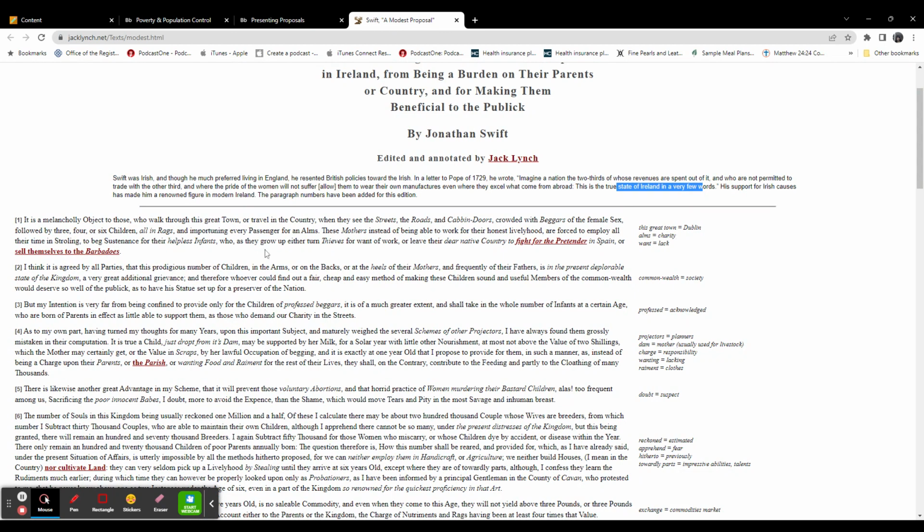So let's read it. It is a melancholy object to those who walk through this great town or travel in the country when they see the streets, the roads, the cabin doors crowded with beggars of the female sex, followed by three, four, or six children, all in rags and importuning every passenger for an alms. These mothers, instead of being able to work for their honest livelihood, are forced to employ all their time in strolling to beg sustenance for their helpless infants who, as they grow up, either turn thieves for want of work or leave their dear native country to fight for the pretender in Spain or sell themselves to the Barbados.